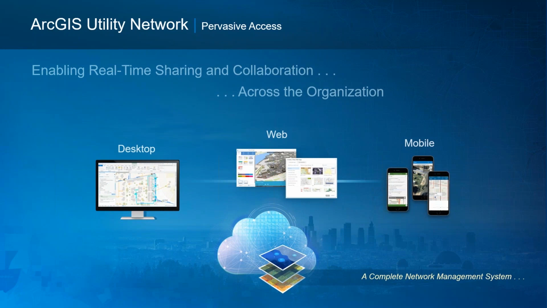The utility network also enables real-time sharing and collaboration across an organization. Now this starts with ArcGIS Desktop and specifically ArcGIS Pro, which is a connected desktop. That's still going to be the primary environment in which users will interact with the utility network. That's where they'll manage and maintain. They'll also do sophisticated analysis with the utility network inside of desktop.